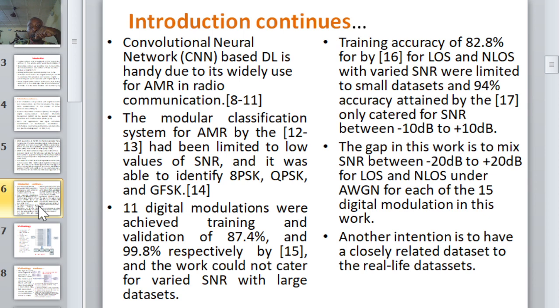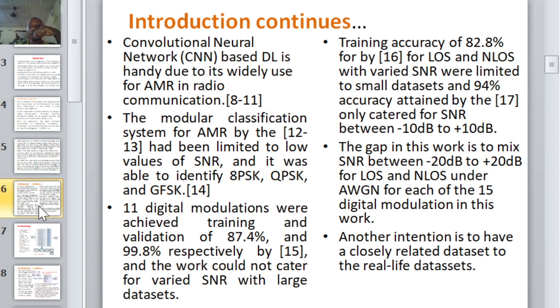The convolutional neural network, as a deep learning algorithm, is a handy tool, and it is widely used for automatic radio modulation recognition. The modulation classification systems for AMR by authors in some of the papers reviewed had been limited to low values of signal-to-noise ratio, and were only able to identify 3 modulation schemes. Besides, we encountered 11 digital modulations that achieved good training and validation results of 87.4% and 99.8% respectively. This work had a limitation of not being able to cater for various signal-to-noise ratios with a large data set.